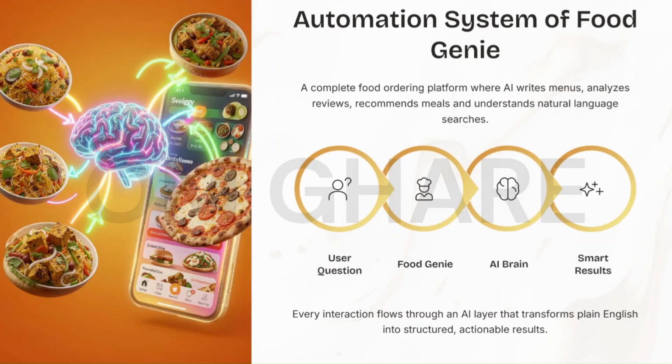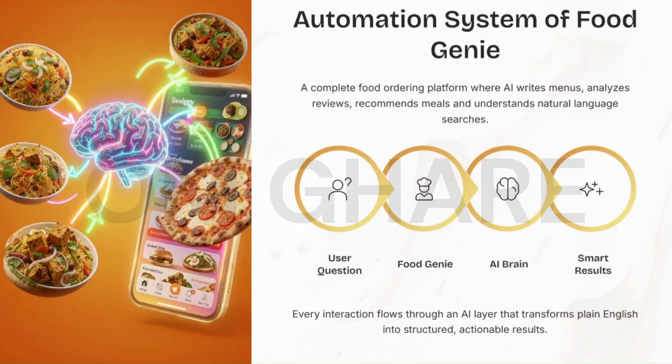To solve these problems, Food Genie was designed around a simple but powerful idea. Instead of treating artificial intelligence as an additional feature, the placement of AI was at the center of the application. Every intelligent interaction first passes through an AI layer before reaching the database. The overall workflow is straightforward. Everything begins with the user's request or question. The user may ask for a recommendation, request a menu description, search naturally, or analyze reviews. The request is first received by the Food Genie application.